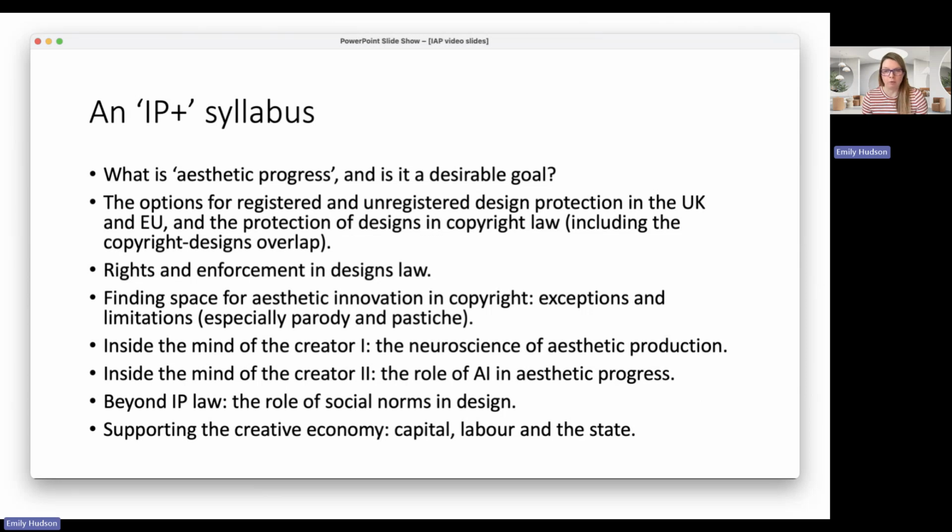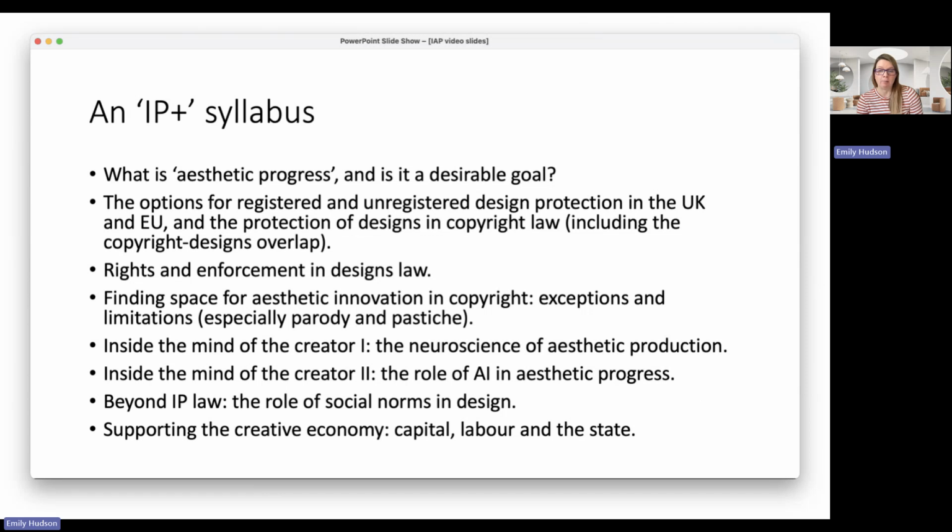So what are those additional juicy bits? Well, as indicated on the slide, we're going to be stepping inside the mind of the creator in a number of ways. So one thing we're going to do is look at what neuroscience teaches us about creativity and creative production, and how this maps onto understandings of creation and authorship in IP law. We'll also look at AI and how AI is being used in creative production.